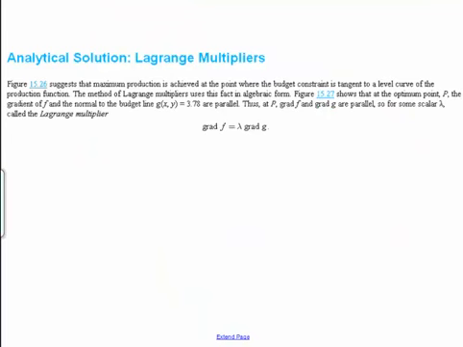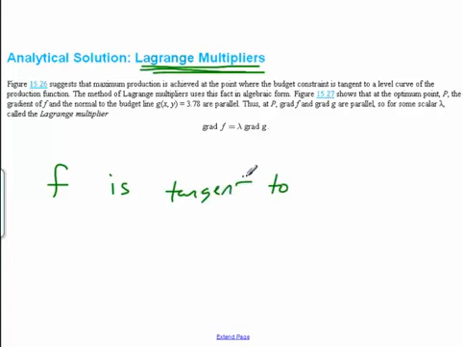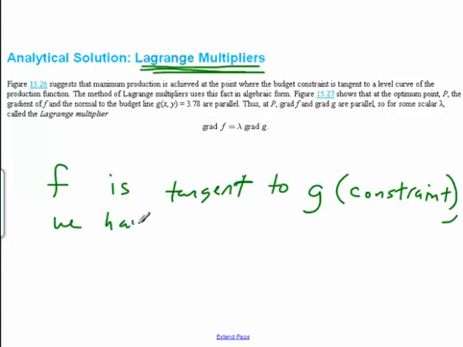So this introduces the idea of a Lagrange multiplier. So what we're saying is that where f is tangent to g, where g is our constraint, so where f is tangent to g, we will have our max or min value.